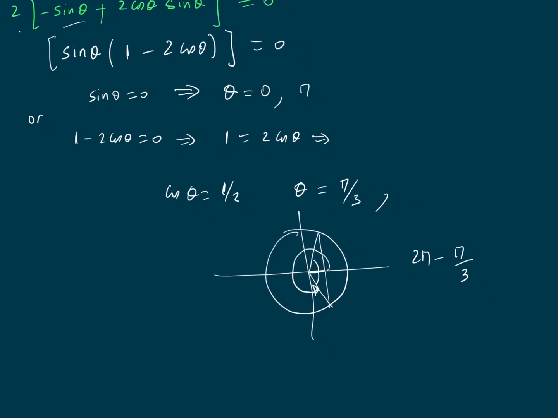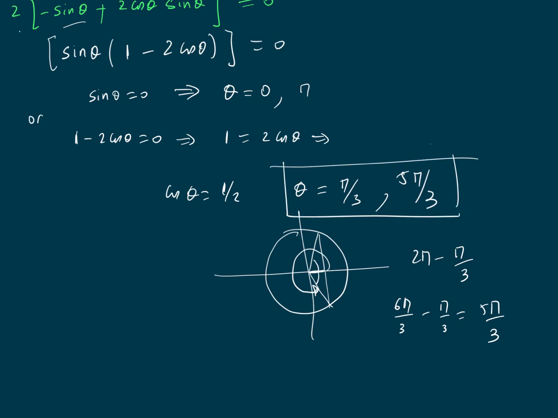What is this angle? 2 pi is 6 pi divided by 3, no? If I multiply by 3, 6 pi minus pi divided by 3 is 5 pi divided by 3. So the other angle is 5 pi divided by 3. So I have this angle and these two angles. So it appears to be 4 vertical tangents, but there are only 3 vertical tangents.